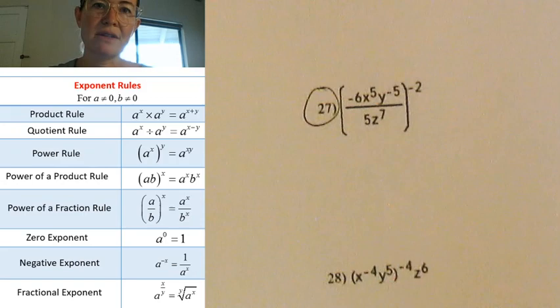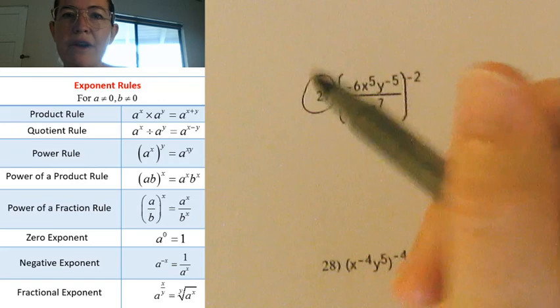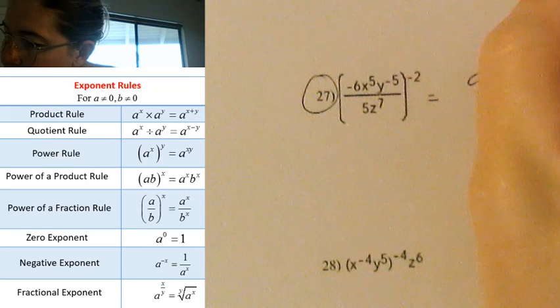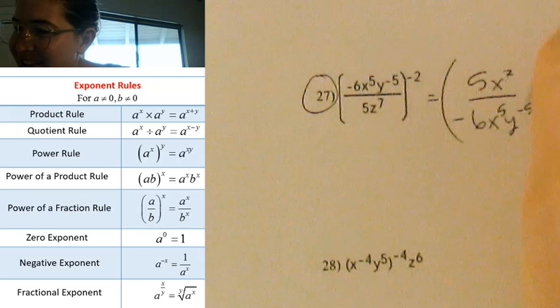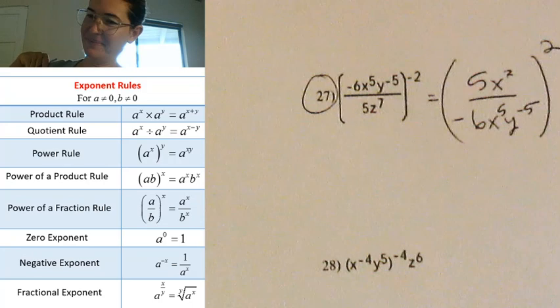All right. Magic elevator button over a fraction. Going to deal with that. So let's flip our fraction. 5x to the 7th over negative 6x to the 5th y to the negative 5th. It's fine. Everything is squared. All right. And then let's deal with that 2. We're going to hear a lot of my kids in the background. That's just going to be a thing.